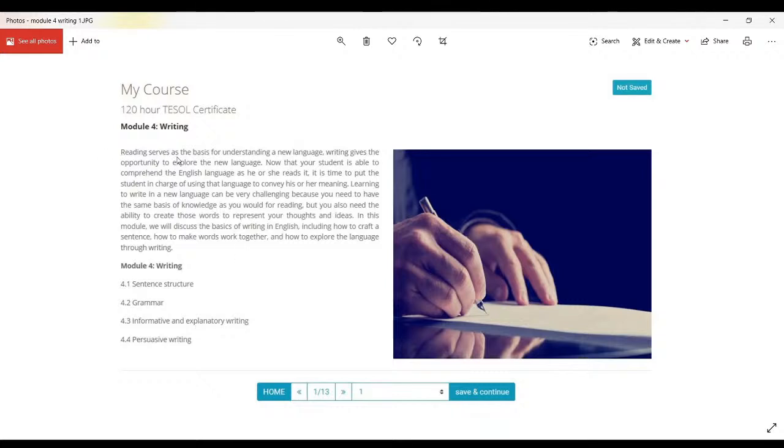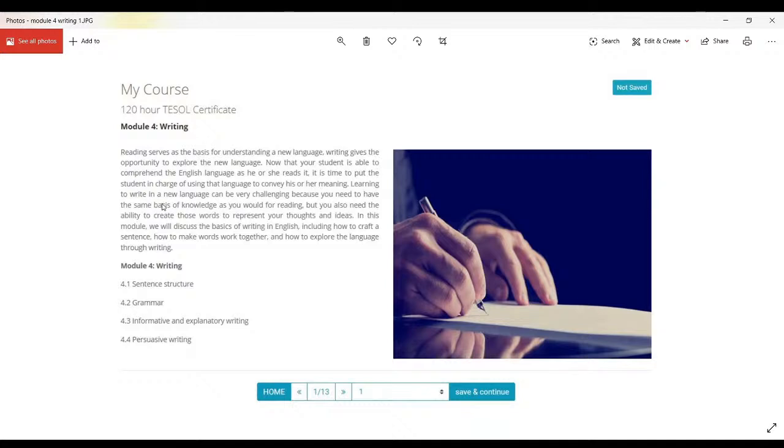So, reading serves as the basis for understanding a new language. Writing gives the opportunity to explore the new language. Now that your student is able to comprehend the English language as he or she reads it, it is time to put the student in charge of using that language to convey his or her meaning.